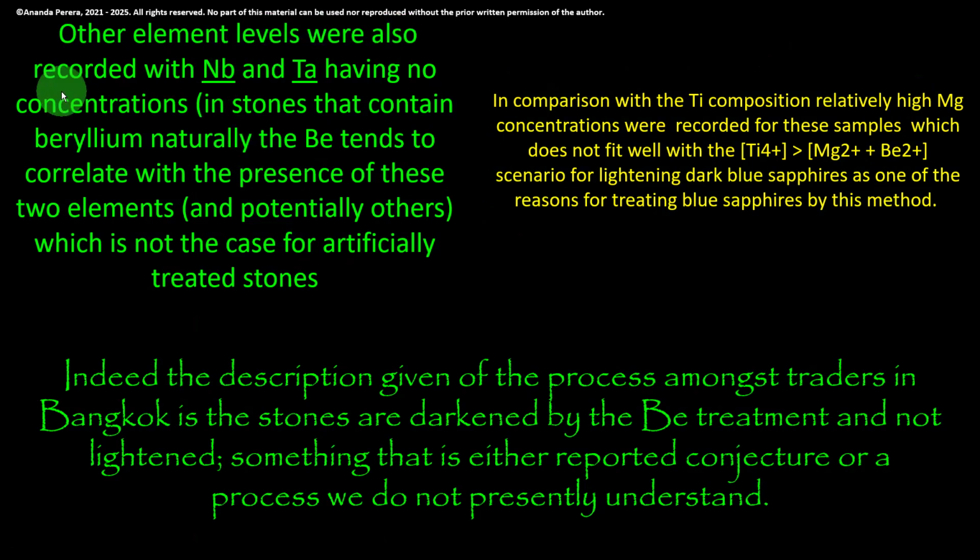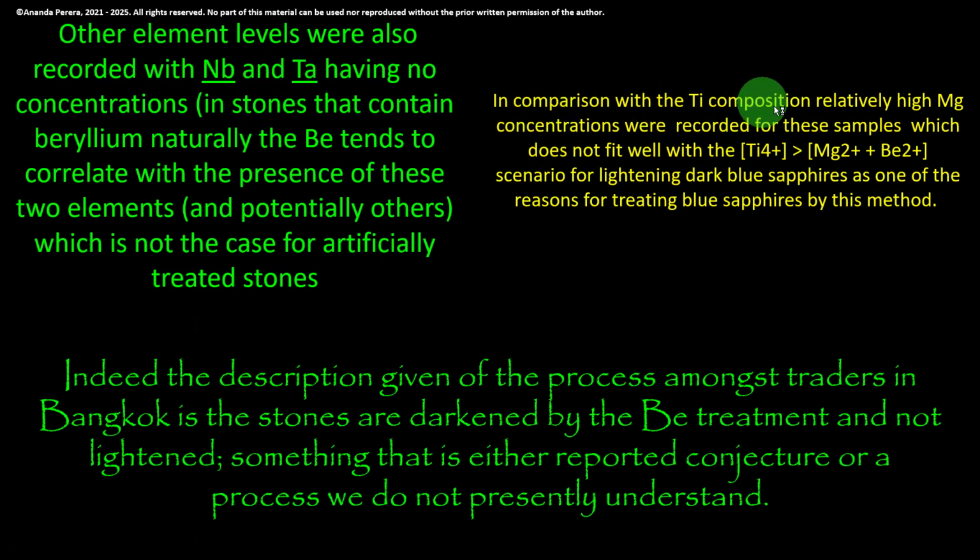Other element levels were also recorded, with niobium and tantalum having no concentrations. Niobium and tantalum, this is a very important thing. Niobium and tantalum elements are included in very tiny amounts inside the sapphire. It is included by nature. In stones that contain beryllium naturally, the beryllium tends to colorate with the presence of these two elements and potentially others, which is not the case for artificially treated stones. In artificially treated stones, we can't find niobium and tantalum.